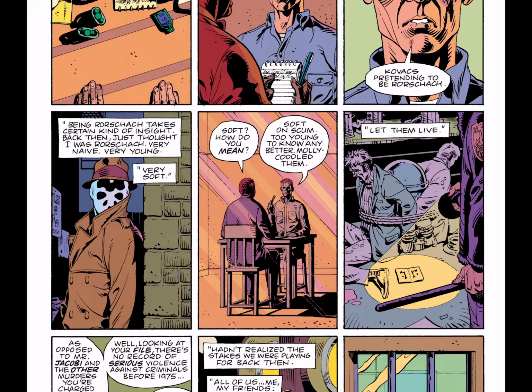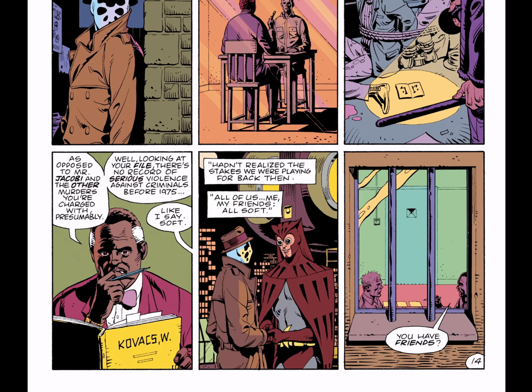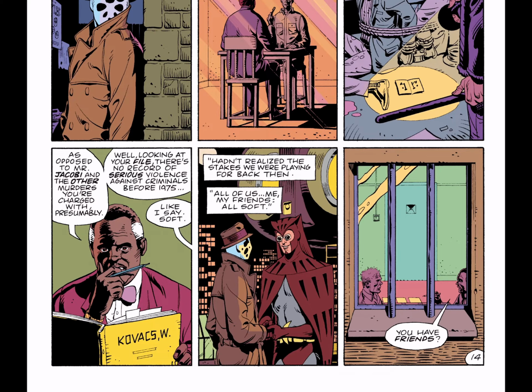Back then, just thought I was Rorschach. Very naive, very young, very soft. Soft? How do you mean? Soft on scum. Too young to know any better. Mollycoddled them. Let them live. As opposed to Mr. Jacoby and the other murders you're charged with, presumably. Well, looking at your file, there's no record of serious violence against criminals before 1975. Like I say, soft. Hadn't realized the stakes we were playing for back then. All of us, me, my friends, all soft.